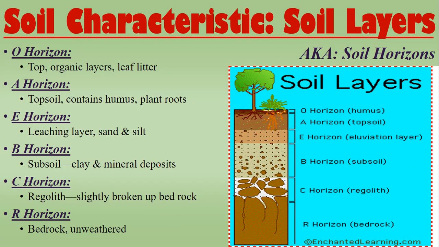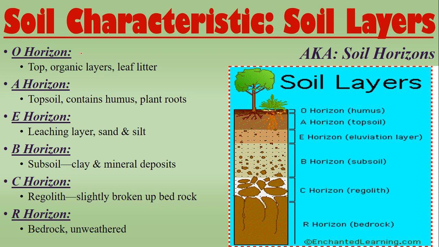So soil characteristics, we're going to talk about a few soil characteristics. The first one is called soil layers, which we also call soil horizons. If you look at the picture on the right, you have them labeled out for you, and I'm going to talk a little bit about each layer. We're going to start from the top down. The O horizon is the top layer. It's an organic layer. It usually has a bunch of leaf litter in there, just random stuff.